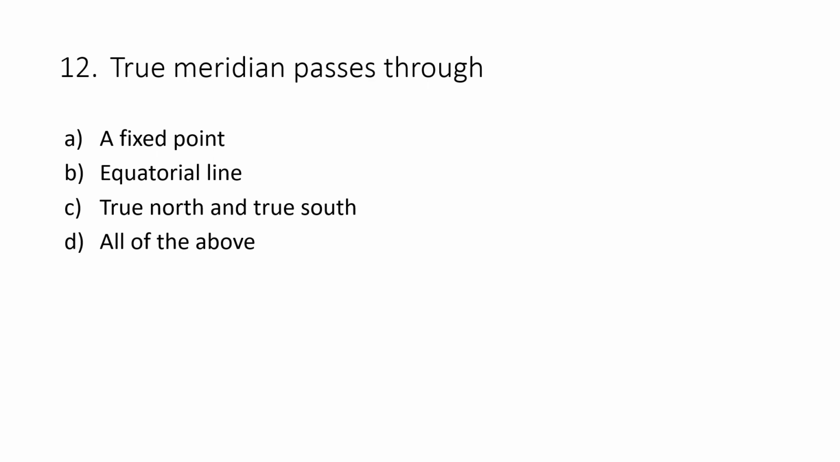Next, the true meridian passes through fixed point, equatorial line, true north and true south, and all of the above. The true meridian will be passing through true north and true south. The option C is the right answer.